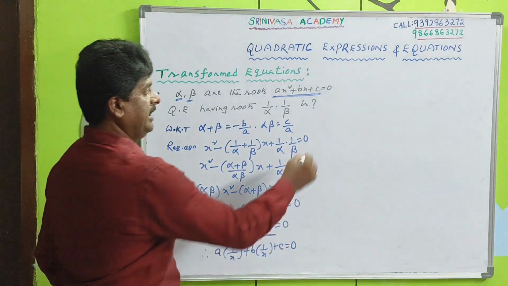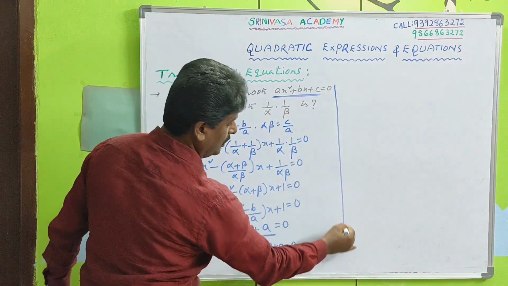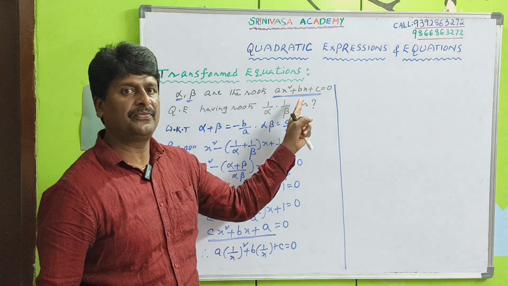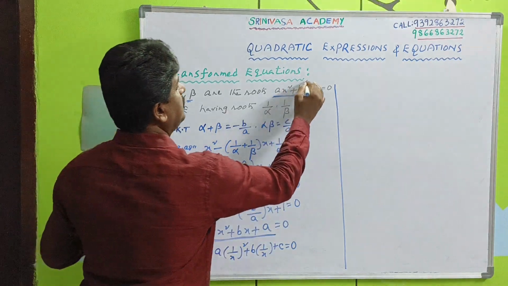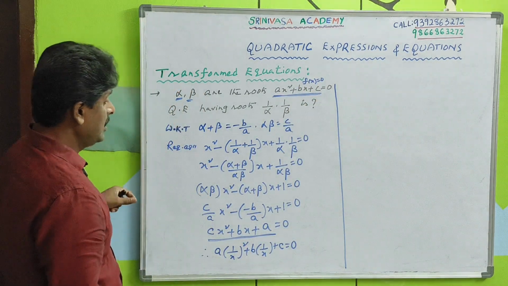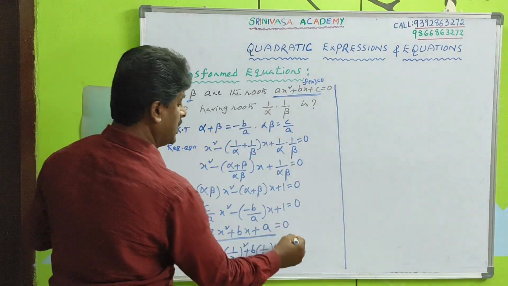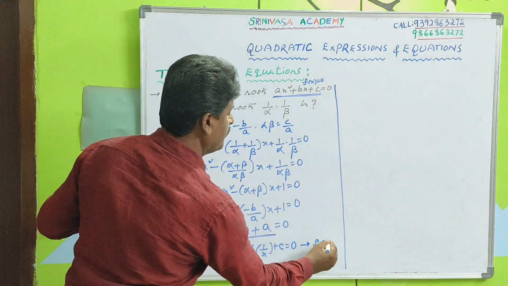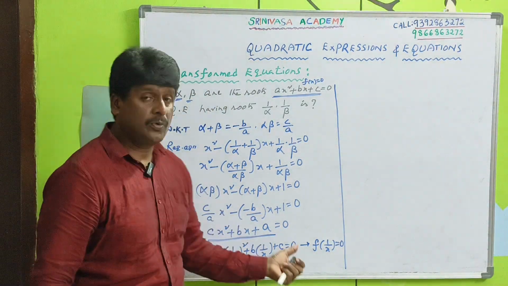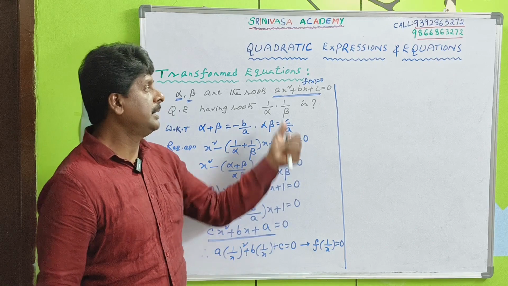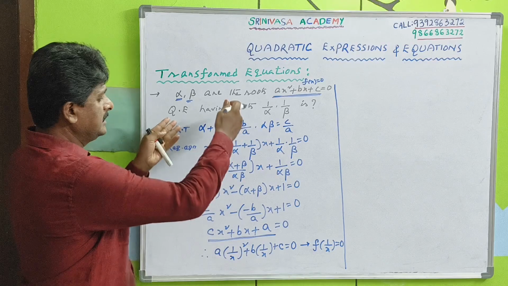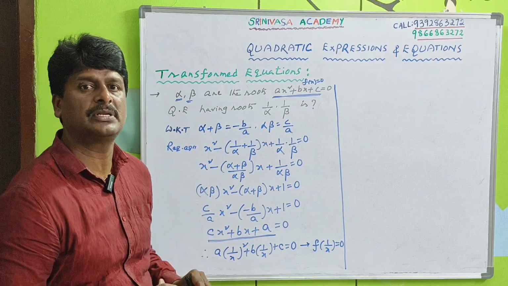Okay, finally what we can conclude: if alpha, beta are the roots of any equation, let it be f of x is equals to 0, then 1 by alpha, 1 by beta are the roots of f of 1 by x is equals to 0. Means the required equation is obtained by replacing x by 1 by x in the given equation. Okay, same concept in other words also we can discuss.